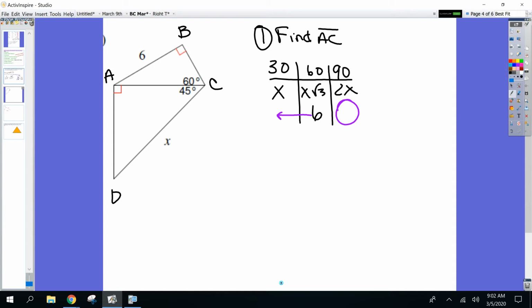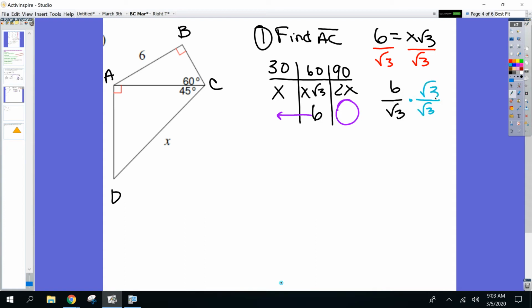Okay, if it helps you, set it up. 6 is equal to what in the chart? X radical 3, and you're trying to get to where in the chart? Just X. So what do you want to do with the radical 3? Can't have a radical in the denominator, so what do I need to do with it? Multiply top and bottom by radical 3. Yep.